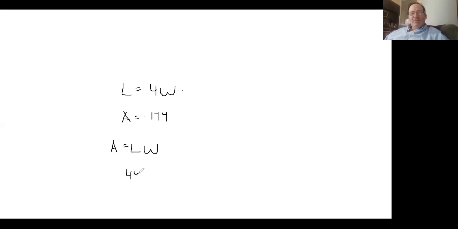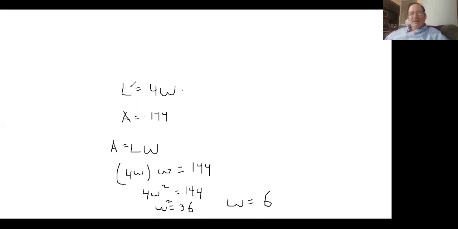All right, in this case, we know the length is 4W. So we got 4W times W equals 144. Okay, just multiply these two together. We have 4W squared equals 144. Divide both sides by 4, and you get W squared equals 36. So W is equal to 6. Answer choice A. All right.